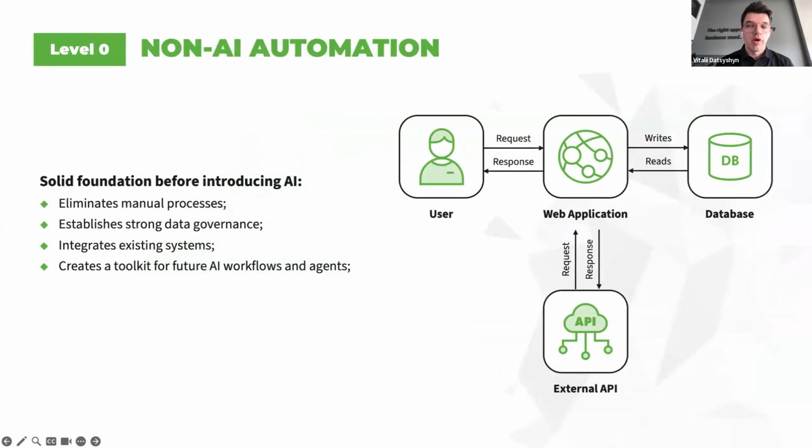Non-AI automation is required as a solid foundation before introducing AI. It already eliminates manual processes, establishes data governance and connections between existing systems, and also creates a toolkit of actions that will later be reused by AI workflows and agents. Technically speaking, it could even be a simple web application that perceives states and interacts with external systems via API, but it's not limited to this solution.